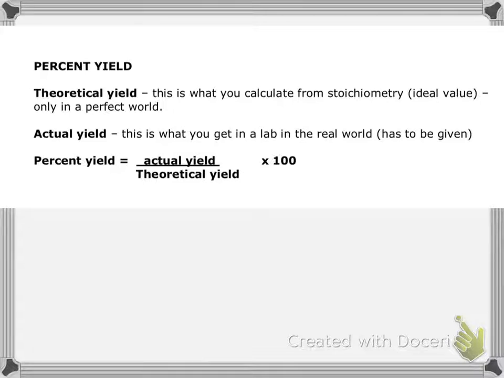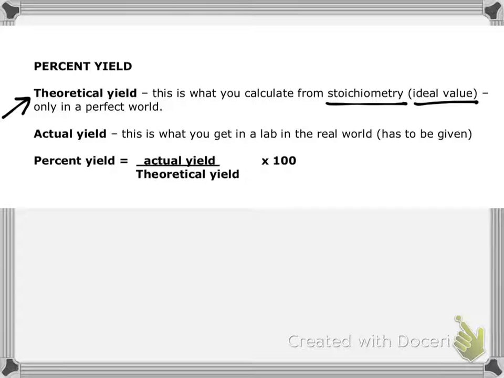So the way you calculate percent yield is you have to have two values. You have to have what's called theoretical yield. Theoretical yield is a perfect world value or an ideal value that you get from solving a stoichiometry problem. You shouldn't really ever get this value. This is like ideal perfect world. If none of our equipment failed and there was no human error involved, we would get this particular value of product created.